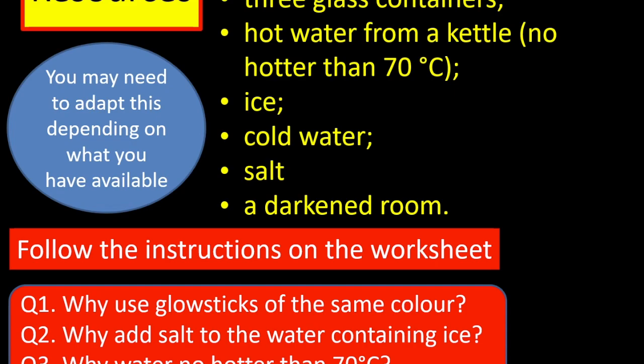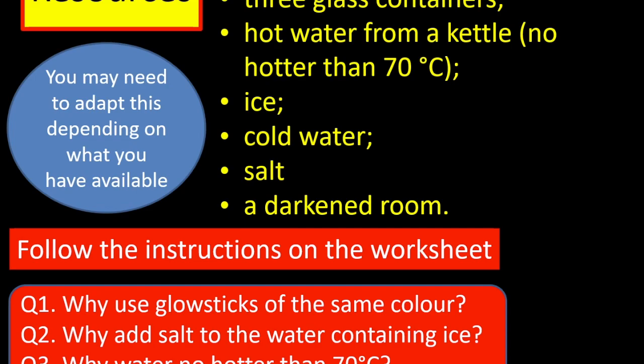The second question was, why did I add salt to the water containing the ice? This is something you might want to research a bit further, but this allows the water, the salty water, to reach temperatures lower than the freezing point of pure water, so I can get that temperature right down.